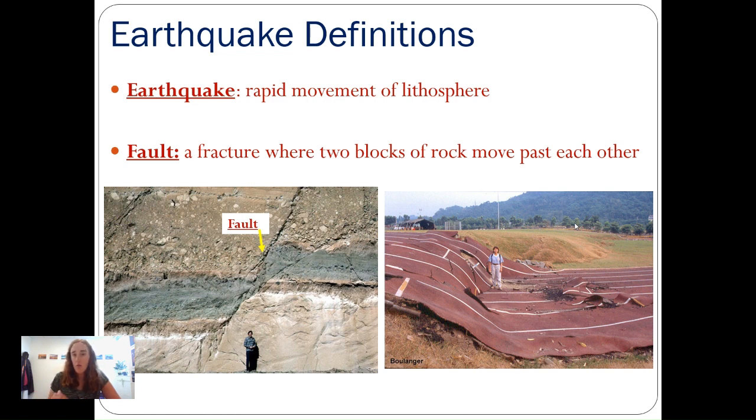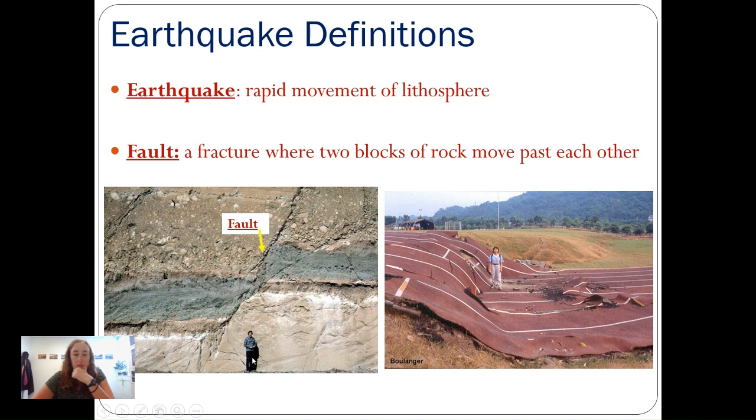Earthquakes occur on faults. They don't always occur where a fault is already there. Like the San Andreas Fault, for example, earthquakes happen on the San Andreas Fault over and over. You don't already have to have an established fault to have an earthquake. You can form new faults when an earthquake happens as well. So a fault is just a crack in rock, a fracture where 2 blocks of rock move past each other. They could either be moving away from each other, towards each other, or sliding past each other.